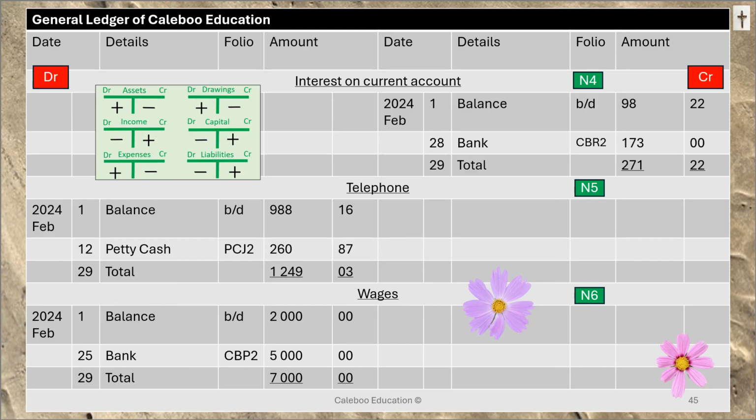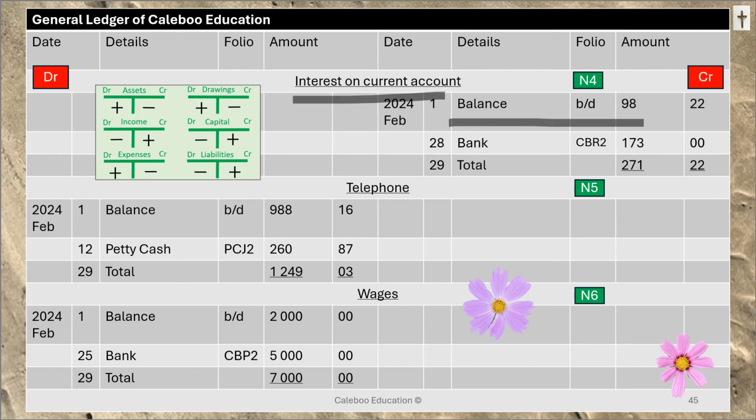I'm going to run through the rest of the general ledger accounts quite quickly, as I've showed you how to balance both balance sheet accounts and nominal accounts. But as I move forward, I'll point out a couple more things. Here we have some income accounts, interest on current account.